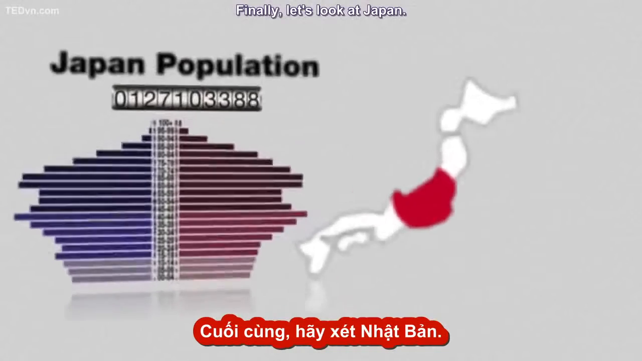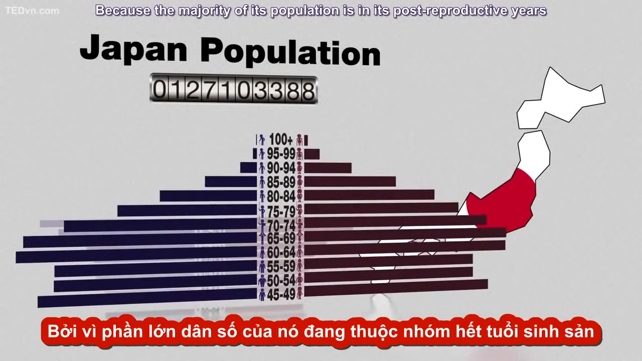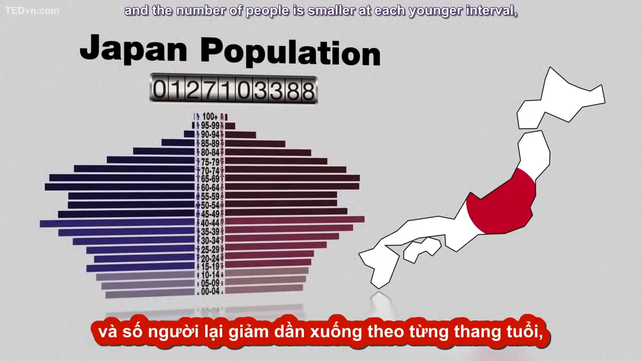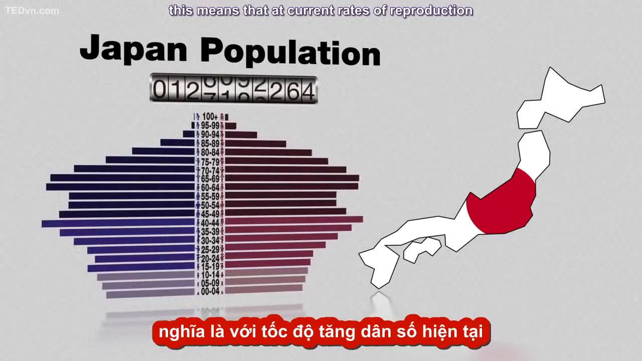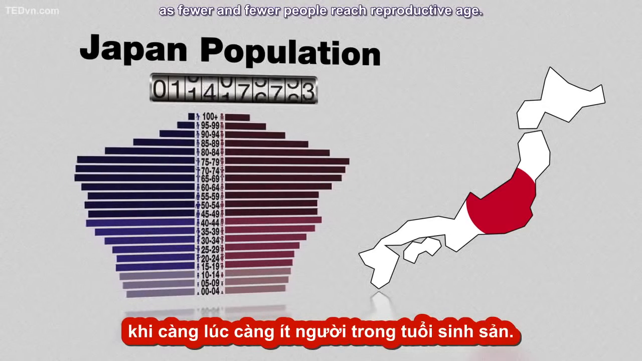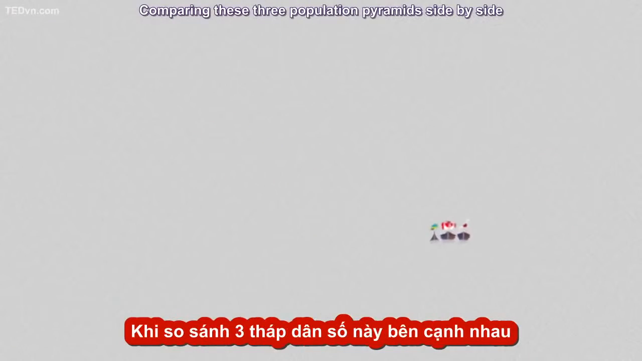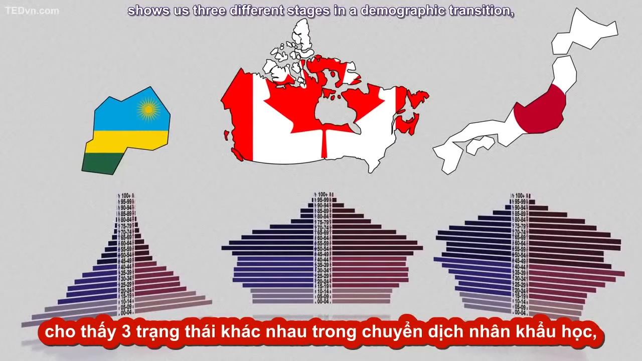Finally, let's look at Japan. Because the majority of its population is in its post-reproductive years, and the number of people is smaller at each younger interval, this means that at current rates of reproduction, the population will begin to decline as fewer and fewer people reach reproductive age.